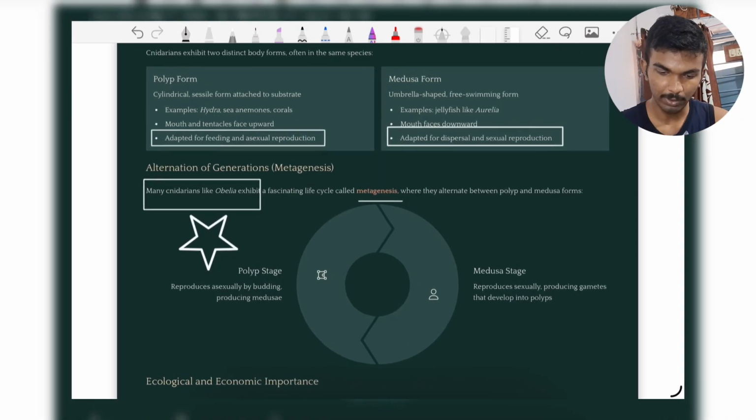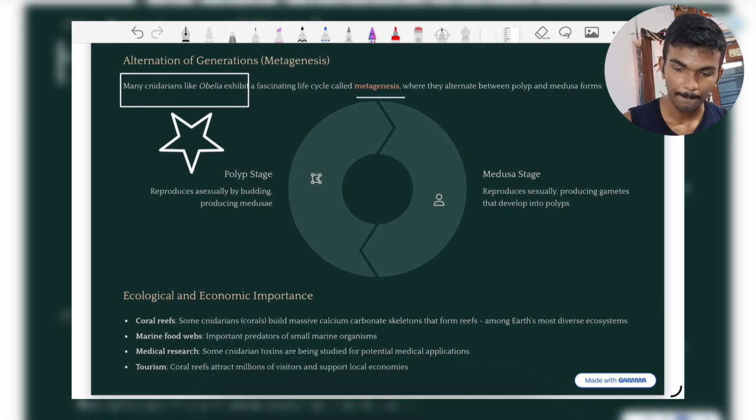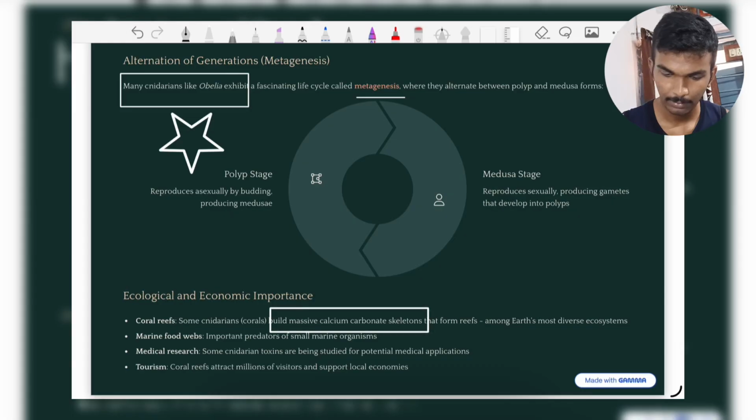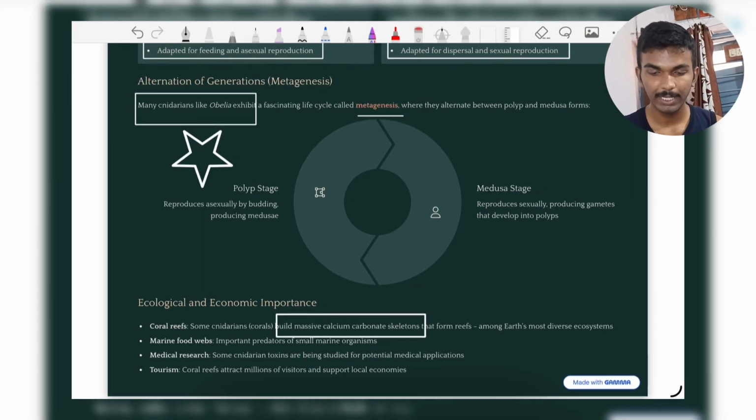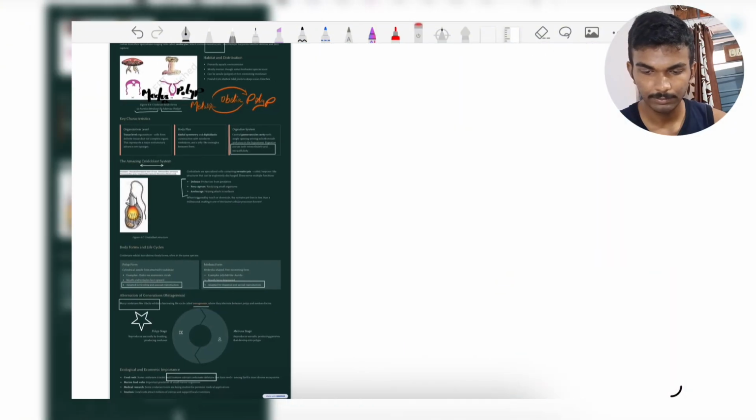Now, ecological and economic importance. Coral reefs: some cnidarian corals build massive calcium carbonate structures that form reefs, among Earth's most diverse ecosystems. Marine food webs: important predators of small marine organisms. Medical research: some cnidarian toxins are being studied for potential medical application. Tourism: coral reefs attract millions of visitors and support local economies.